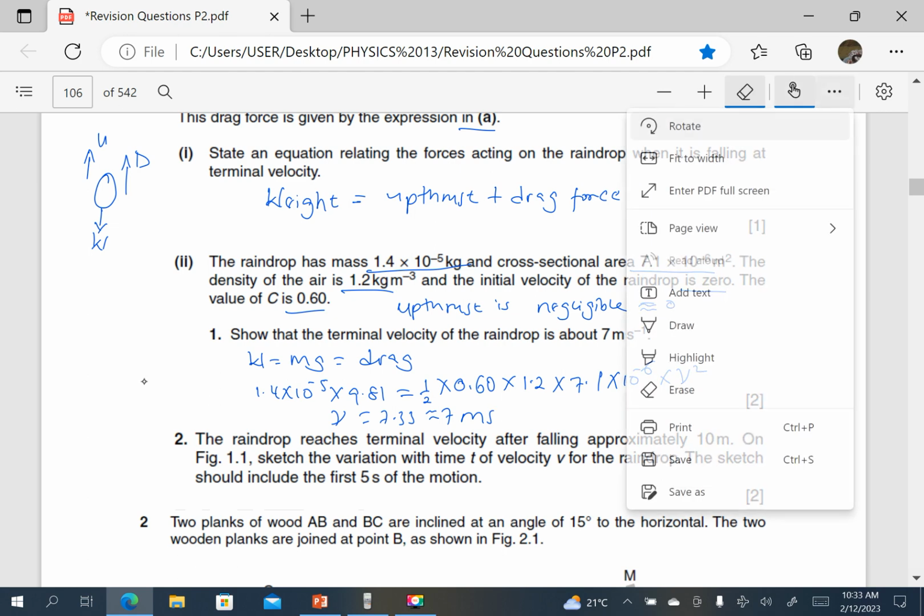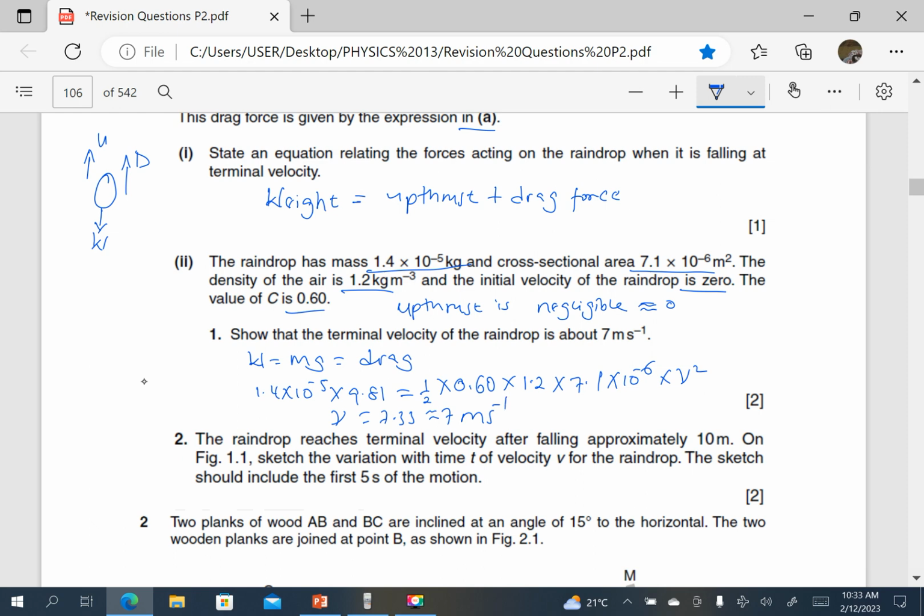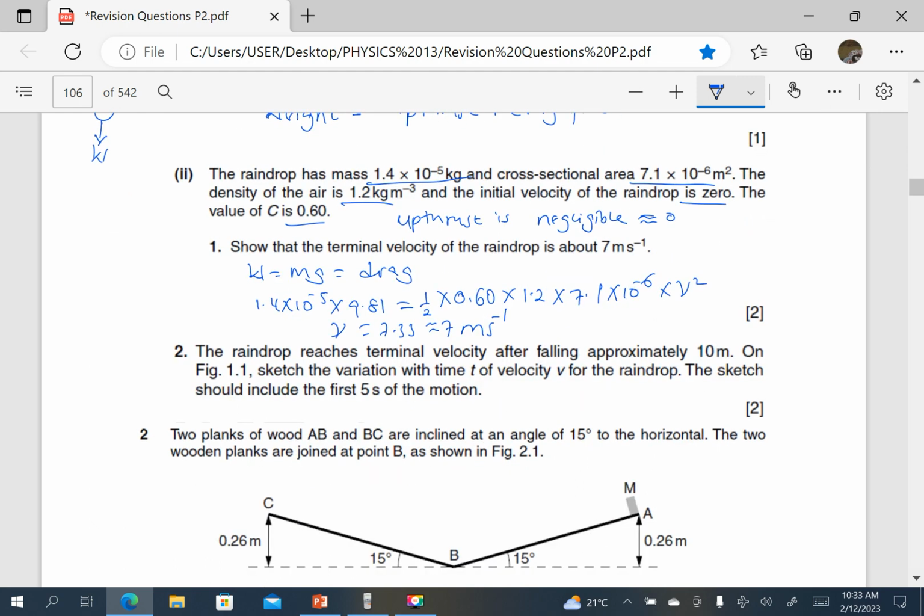For the raindrop, the raindrop reaches terminal velocity after falling approximately 10 meters. On the figure, sketch the variation with the time t of the velocity v for the raindrop. The sketch should include the first 5 seconds of motion. So it reaches terminal velocity after falling a distance of 10 meters. So let's find the approximate time for which it reaches terminal velocity.